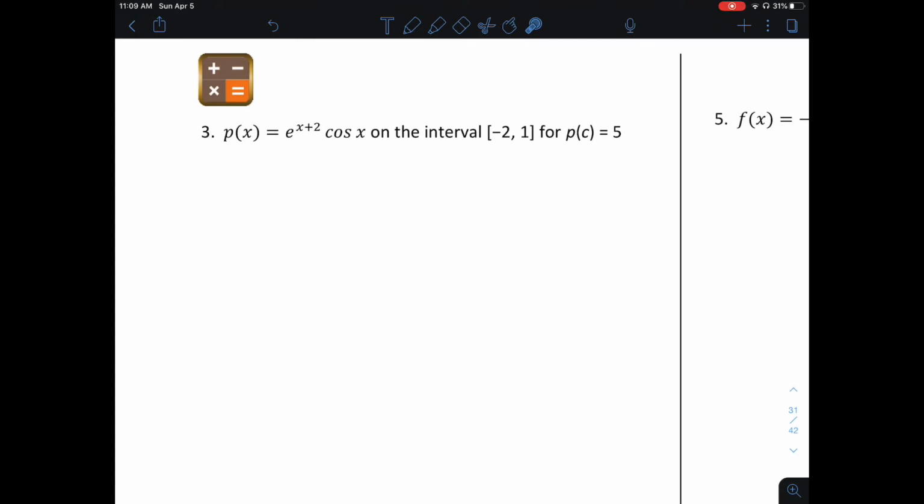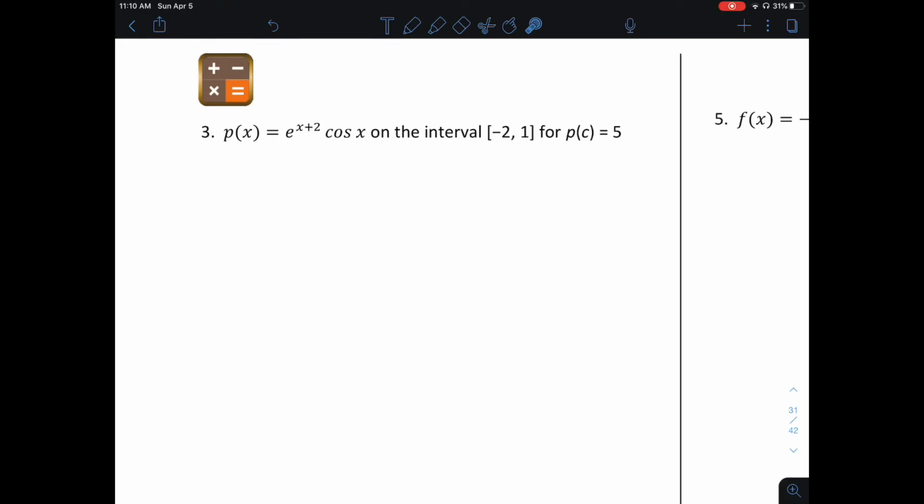Speaking of continuity, is this continuous? It's an exponential function. It sure is. Is this continuous? It's the graph of cosine, which most years we do in pre-calculus. I'm not sure if we did last year or not. Hopefully we did. This is also continuous.